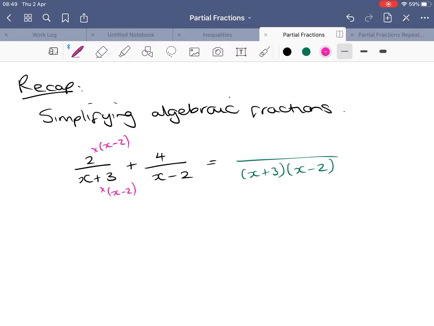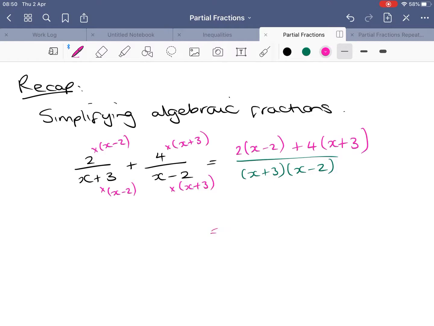Looking at the second fraction, again, I want to make that denominator x plus 3 times x minus 2. So I've got to multiply this denominator by x plus 3. And again, whatever I multiply the bottom of my fraction by, I have to multiply the same to the top. So what I actually ended up with was 2 lots of x minus 2 add 4 lots of x plus 3. Okay, so that's what I could do to simplify the fraction.